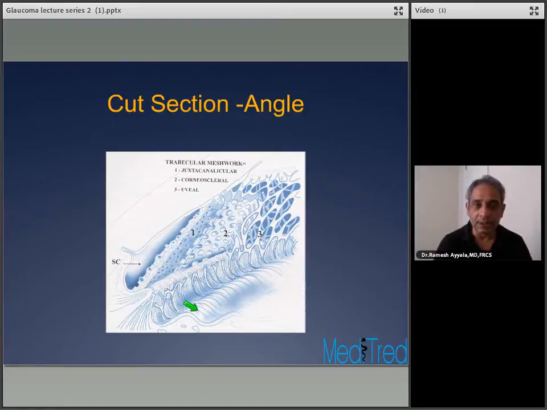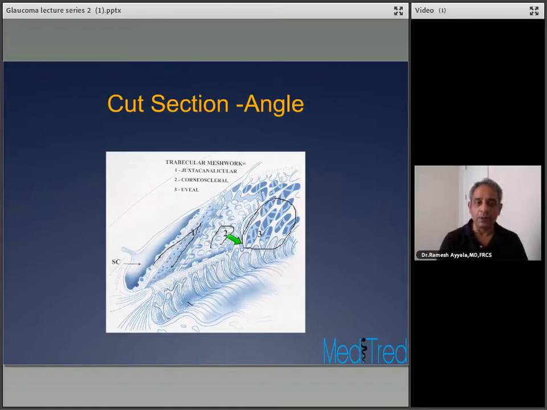Let's look at the angle structure itself, the trabecular meshwork itself. We'll talk about the ciliary body and the ciliary processes a little later in the lecture. Let's concentrate on the outflow pathway first. So here is the trabecular meshwork. It's listed as 1, 2, and 3. So the outermost one is the Schlemm canal. Next to the Schlemm canal, you have the juxtacanalicular portion of the trabecular meshwork, which is right around here. And then you have the corneoscleral portion of the trabecular meshwork, and then you have the uveal portion of the trabecular meshwork.